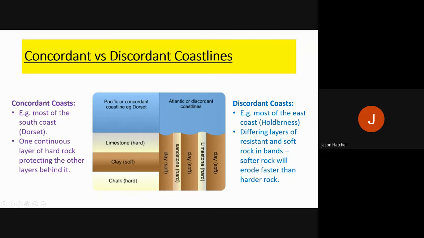Whereas a discordant coastline is these differing bands along the sea of hard and softer rock, so clay and sandstone or clay and limestone. So this is most of the east coast, which is a lot of our case study, and that's Holderness. And this is differing layers of resistant and soft bands of rock. And we know that the softer bands of rock here, for example, the clay, as you can see, will erode much more quickly than the harder bands of limestone. So the clay forms bays and therefore sandy coasts. And the limestone and sandstone form headlands because of the harder rock.